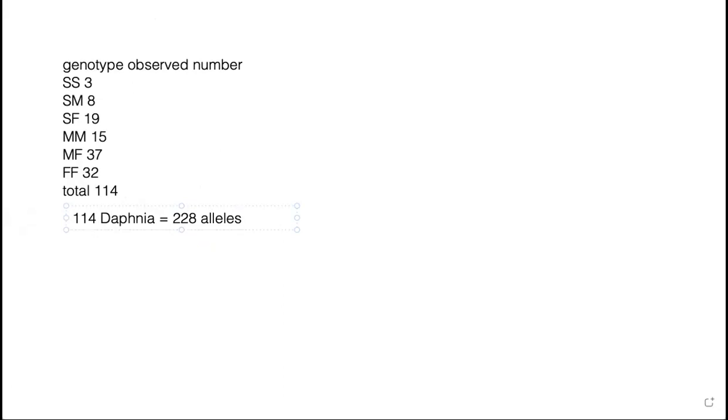What are our allele frequencies? Well, we can call P the frequency of the slow allele. And how do we calculate that? I'm sorry, I'm trying to wrangle these text boxes and things that you may not see. Okay, there we go. How do we calculate that?